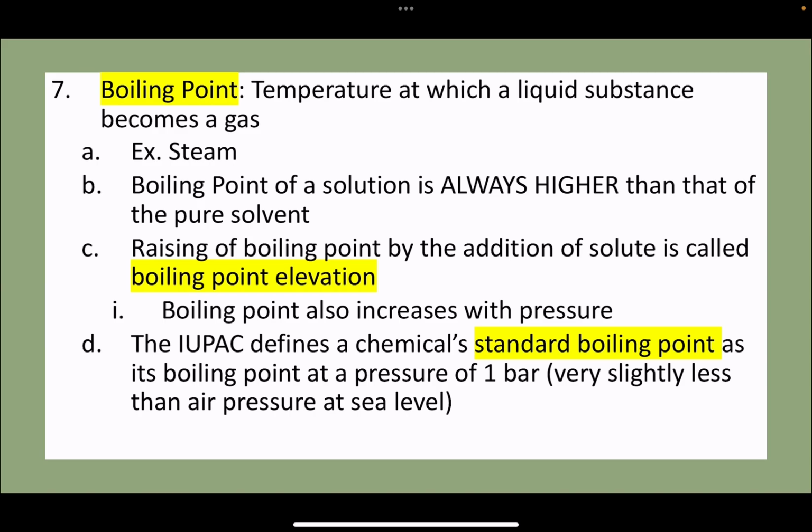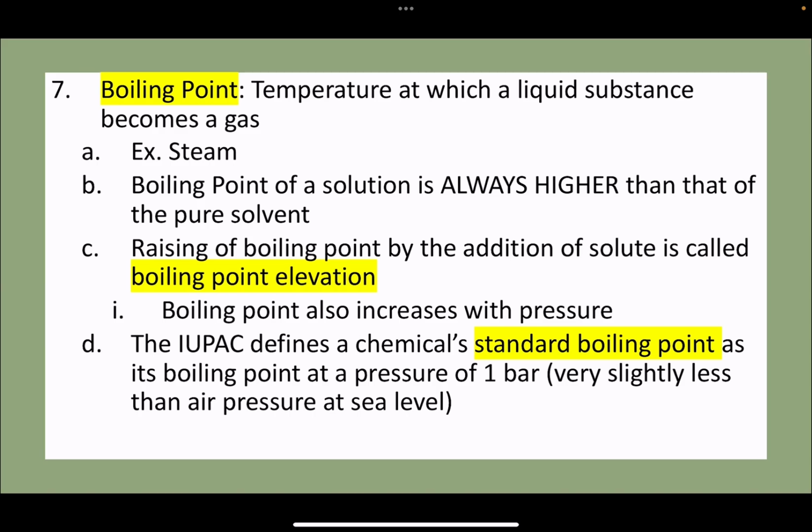So, if a person is standing in a location that is at sea level, the force the air above their head is pushing down on them is the atmospheric pressure, and this is almost equal to 1 bar. When we talk about water, for instance, we most often cite 100 degrees Celsius or 212 degrees Fahrenheit as the boiling point of water.